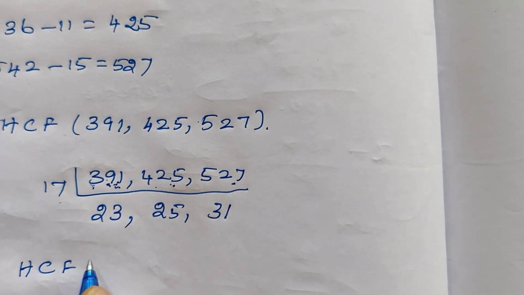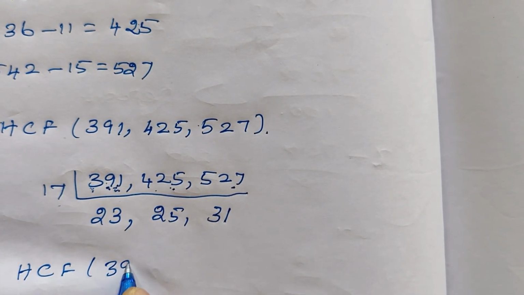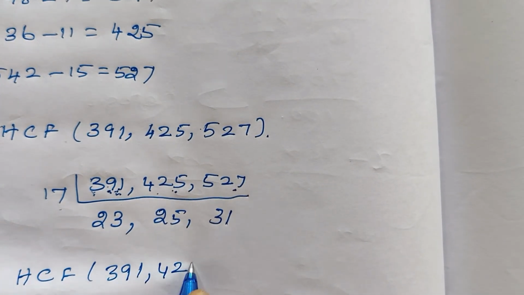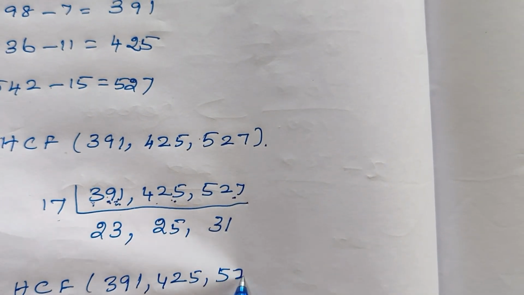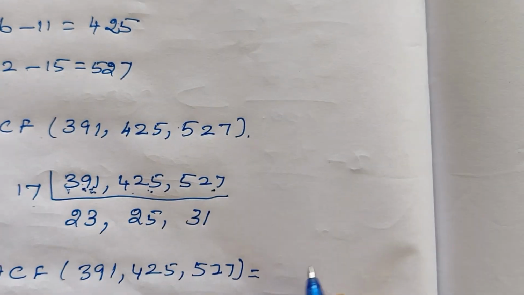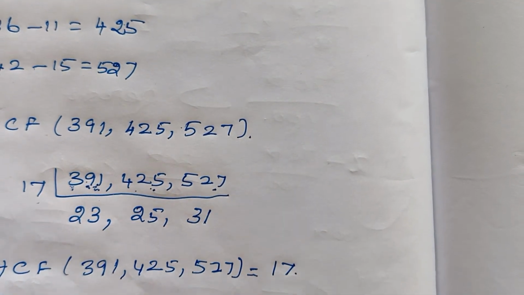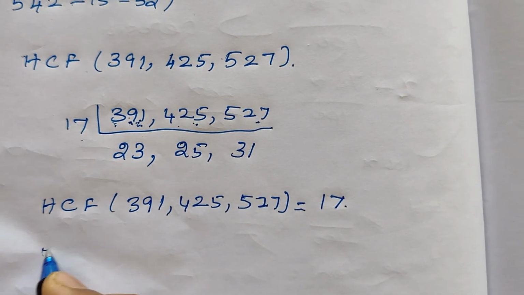HCF of 391, 425, 527 is equal to 17. So the largest number is 17.